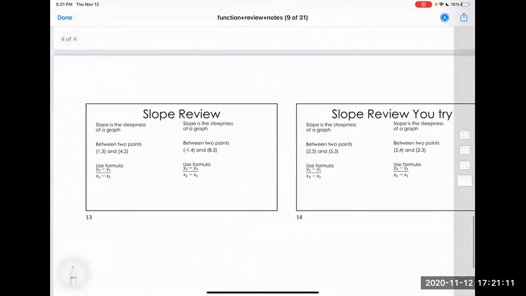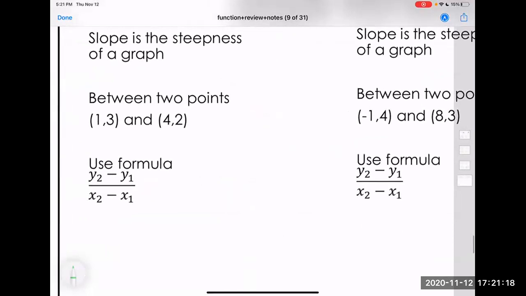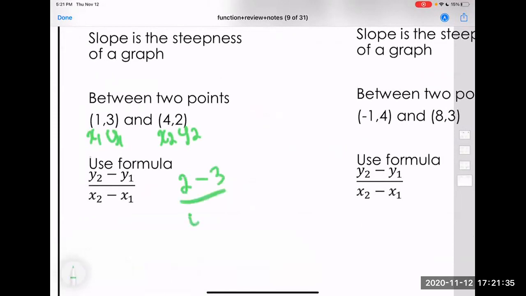All right, finally, we've got some slope formula review. So we're using the formula y2 minus y1 over x2 minus x1. So first we have to label all of our points. And then we plug them in. So our y2 was 2, our y1 was 3, our x2 was 4, and our x1 is 1. 2 minus 3 is -1. 4 minus 1 is 3.